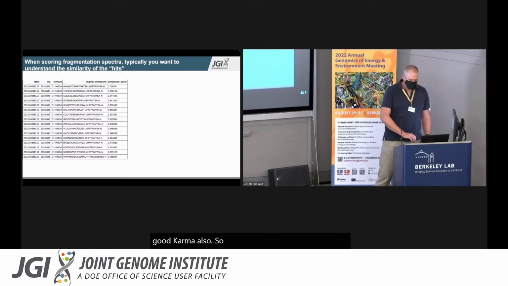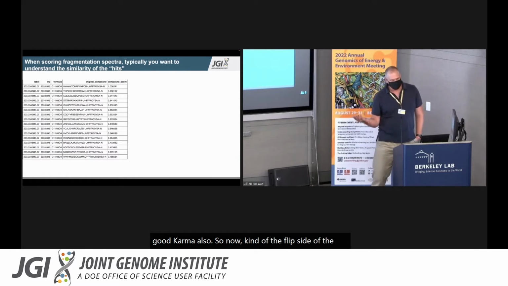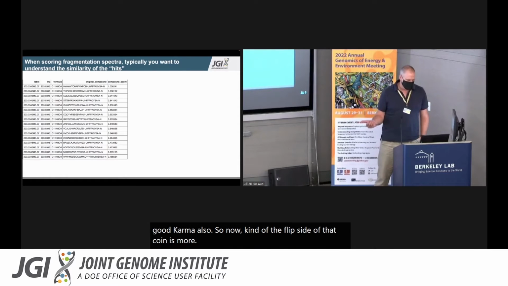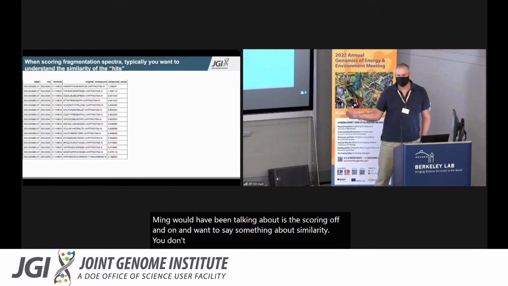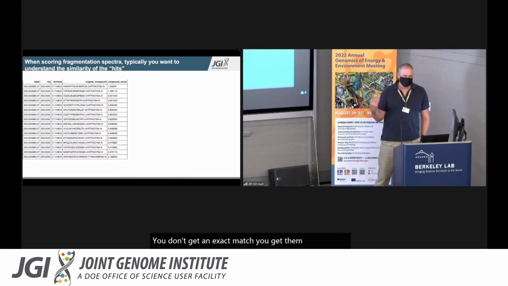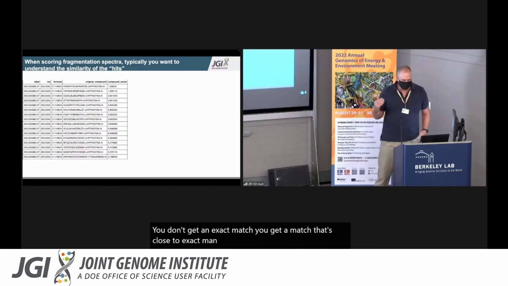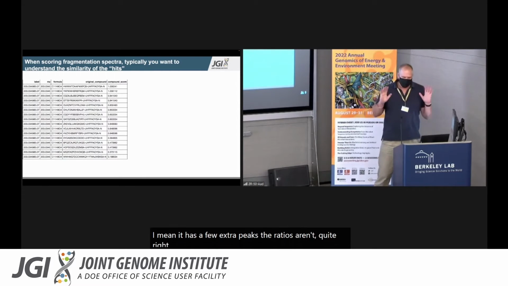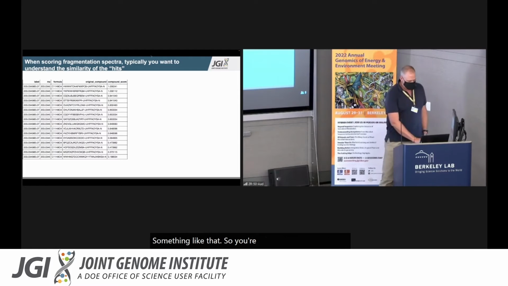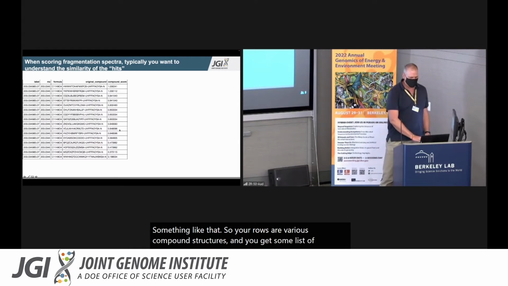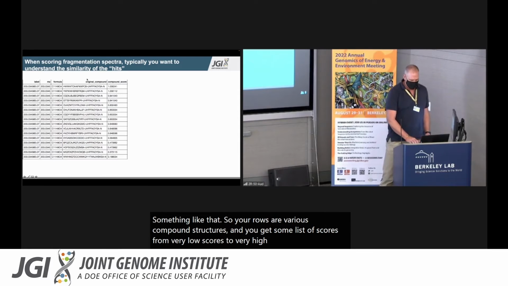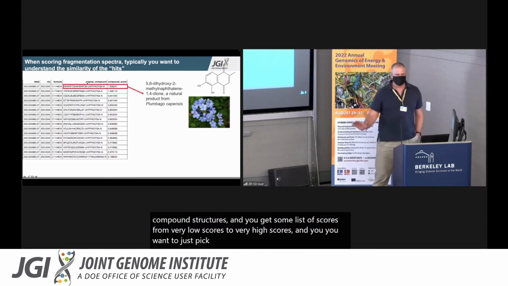So now the flip side of that coin, which Ming would have been talking about, is the scoring. You often want to understand something about similarity. You don't get an exact match. You get a match that's close to exact. Maybe it has a few extra peaks, the ratios aren't quite right, something like that. So your rows are various compound structures, and you get some list of scores from very low scores to very high scores. And you want to just pick the top score, right? Okay, it's the top score.